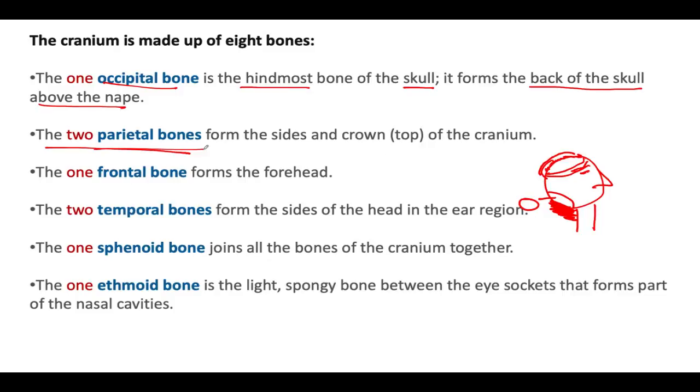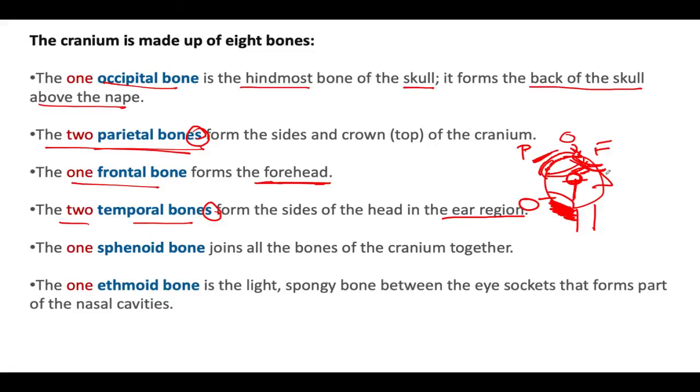Of the parietal bones, that's where the S comes in, and that is on the top. So we have the parietal, and then the frontal bone right here. This is the frontal bone, it forms the forehead. Then we have two temporal bones. Again, the S is there because we have one here and one on the other side of the head, close to the ear region. And those are our temporal bones.